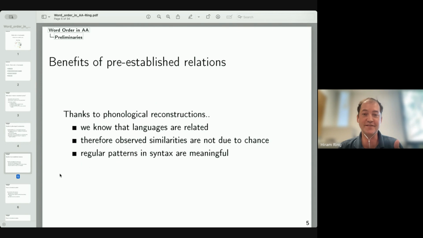Now, the benefit is that thanks to phonological reconstructions, we already know that languages are related. So that part of the picture is done for us. And so when we observe similarities across languages that we know are related, we can surmise that these are not due to chance. Now, there's a little bit of wiggle room in there. Obviously, some things are due to chance, right? So how do you separate those things out? That's one of the difficulties. But we can assume that regular patterns in syntax that are consistent are also meaningful.